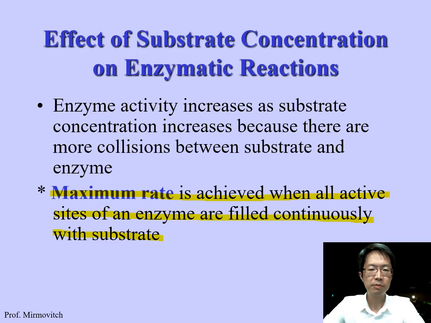So it's like in a factory, okay, we only have a certain number of factory workers, but we keep giving them work, a lot of work, so that all the hands of the factory workers are occupied. So that will become their maximum production rate. So the factory worker is like the enzyme. The work that we give the factory worker is like the substrate.